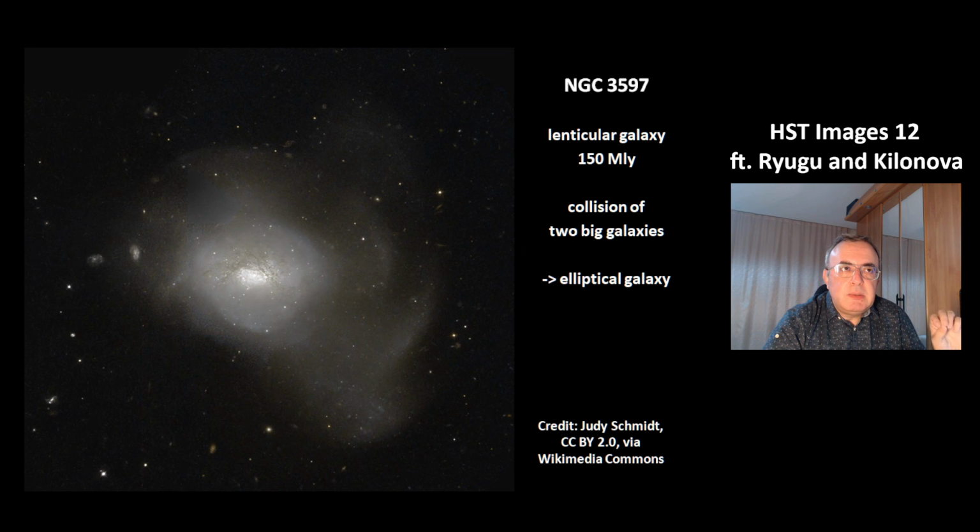This is NGC 3597. It's a lenticular galaxy at a distance of 150 million light years, a product of a collision of two big galaxies. And this lenticular galaxy is about to become an elliptical galaxy. It will slowly lose its arms, and then it will become an elliptical galaxy.